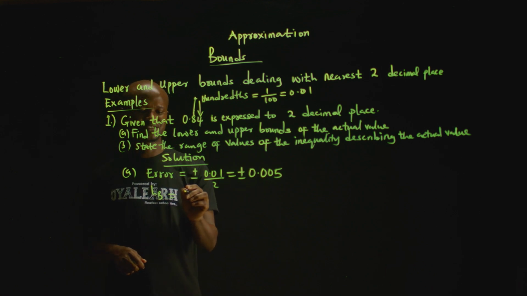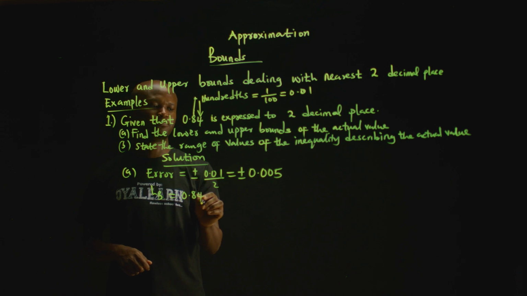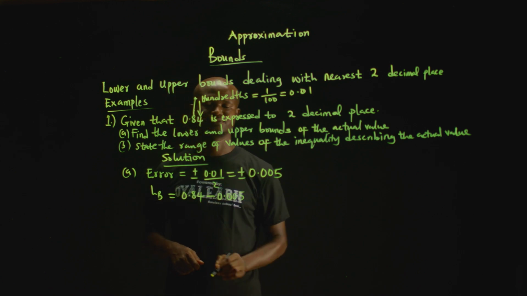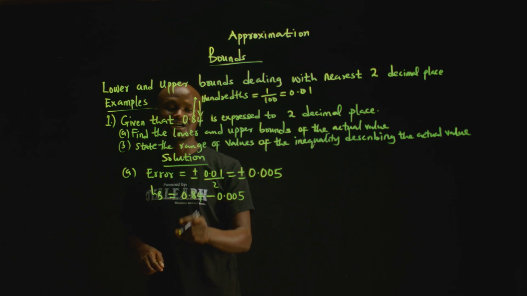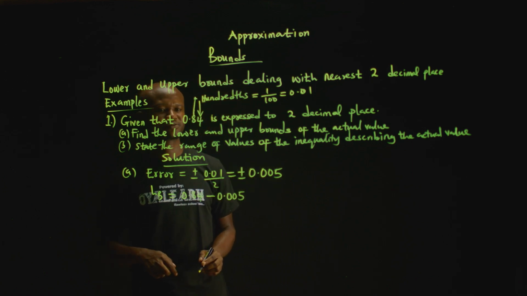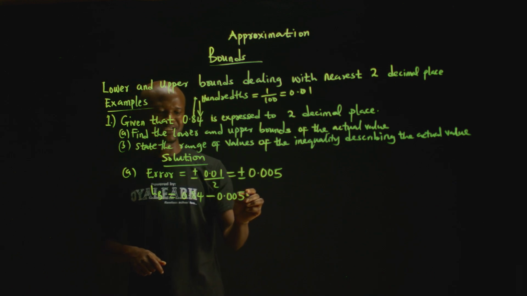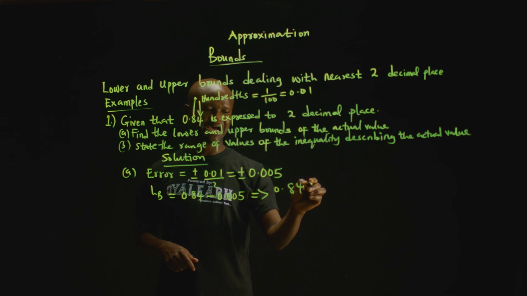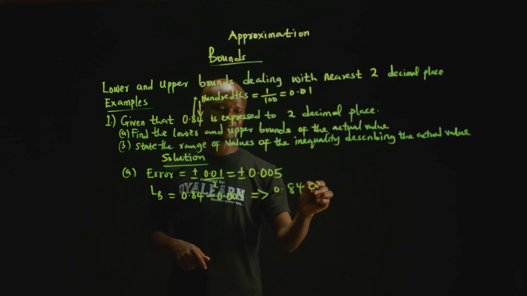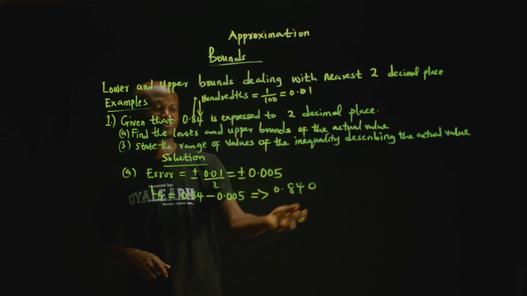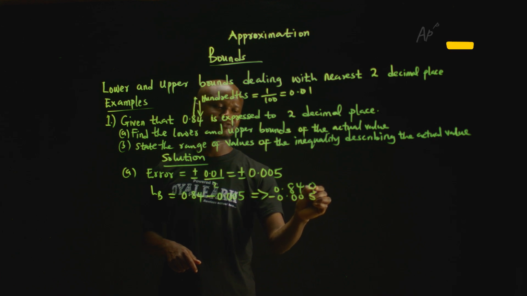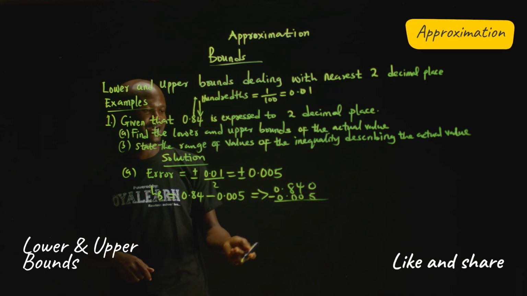That is 0.84 minus 0.005. So we subtract this from 0.84. And normally, if you want to subtract this, we can have 0.84, then we add 0. How many 0s do we need? We just need one more 0 to it. Then we take away 0.005. Then subtracting from the back, what do we have?